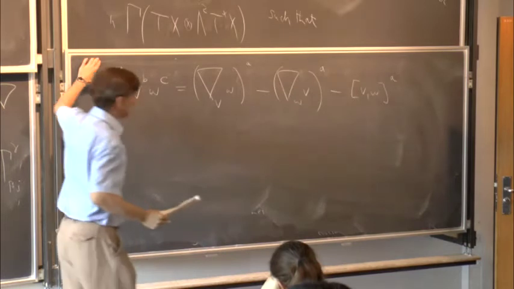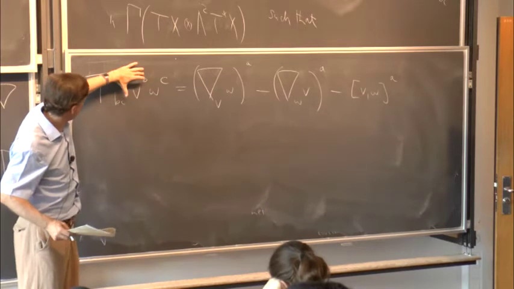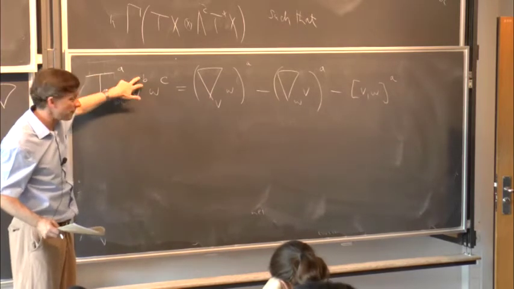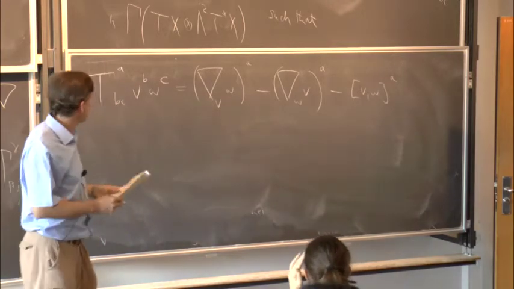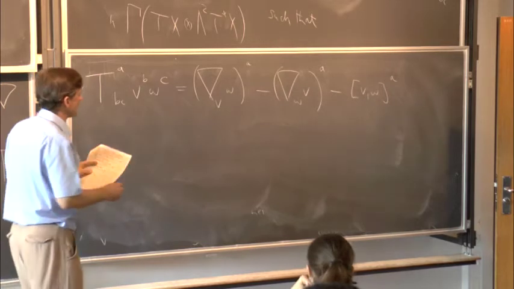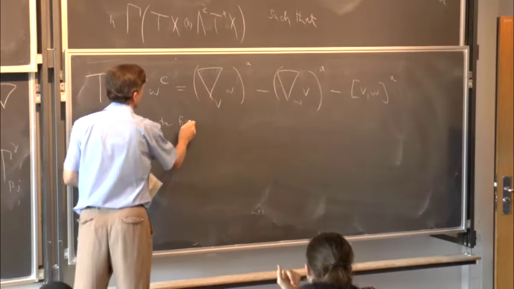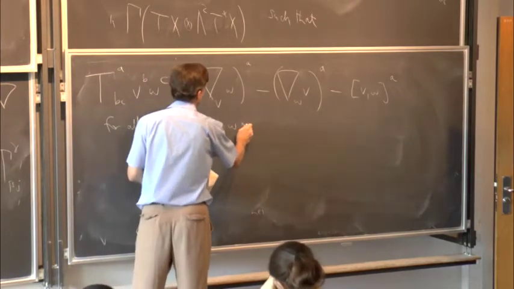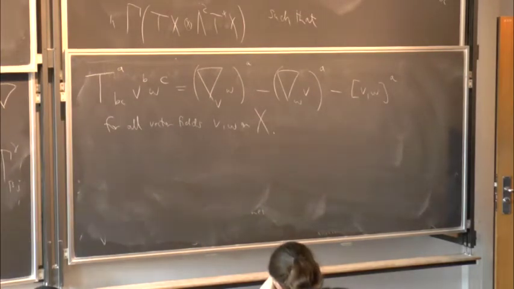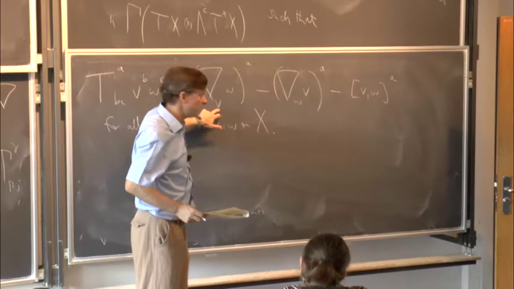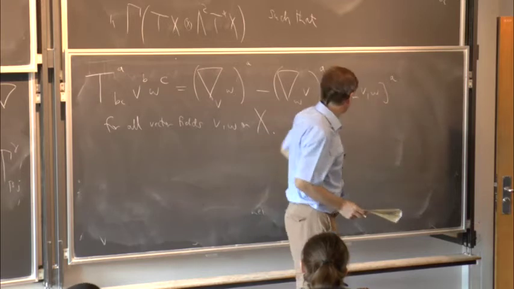So here I'm going to start using the Einstein summation convention for index notation of tensors. This means that if you repeat an index once lower, once upper, then you sum over that index over all i's, 1 up to n, n being the dimension of X. This has to be true for all vector fields V and W on X. So this is the derivative of W in direction V. That's the derivative of V in direction W. This is the Lie bracket of the vector fields V and W.